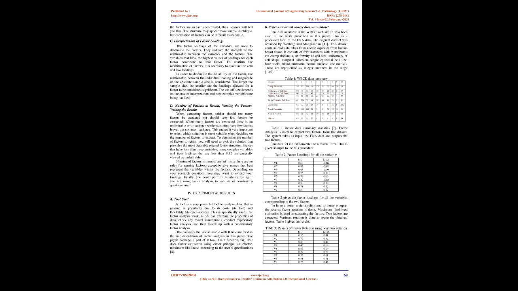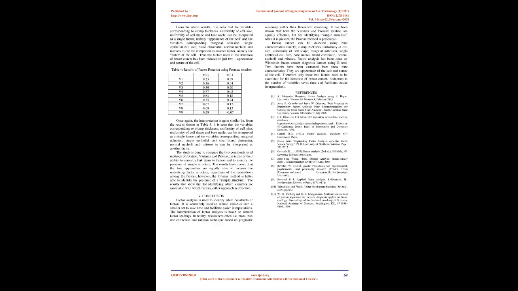R is a very powerful tool to analyze data, that is gaining in popularity due to its cost, it's free, and its flexibility, it's open source. This is specifically useful for factor analysis work, as one can examine the properties of data, check any model assumptions, conduct exploratory factor analysis, and then follow up with a confirmatory factor analysis. The packages that are available with the tool are used in the implementation of factor analysis in this paper. The psych package, a part of the tool, has a function, fa, that does factor extraction using either principal axis/factor, or maximum likelihood according to the user's specifications.